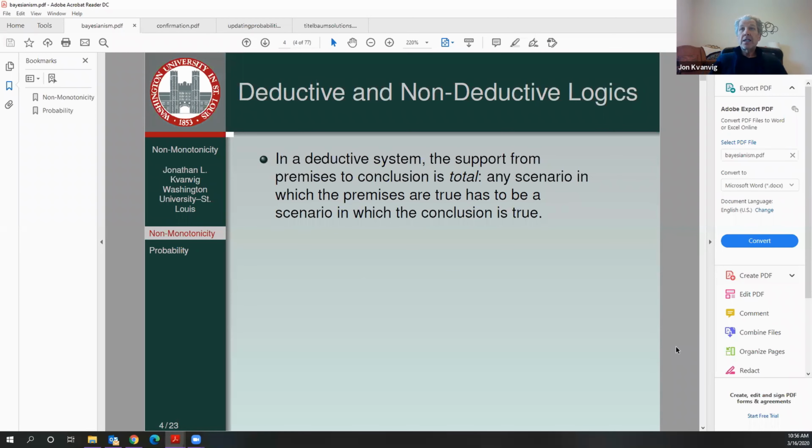And in a deductive system, the support from the premises to the conclusion is total. In any scenario in which the premises are true, there has to be a scenario in which the conclusion is true as well. In fact, that's how we define the notion of soundness, or validity in this case. Soundness requires that the premises actually be true as well as the argument itself being valid. So the support is total.